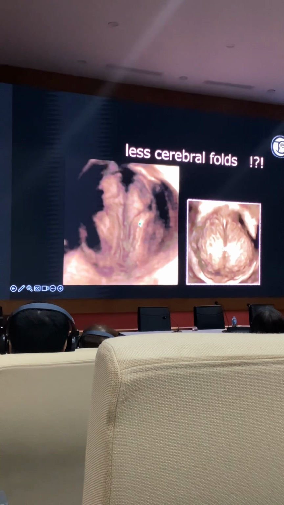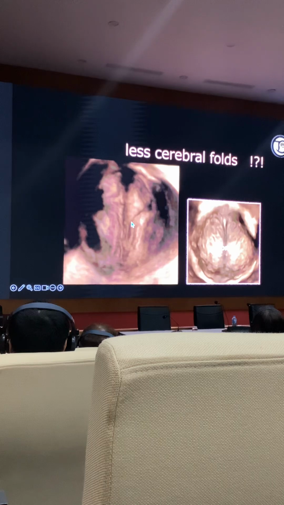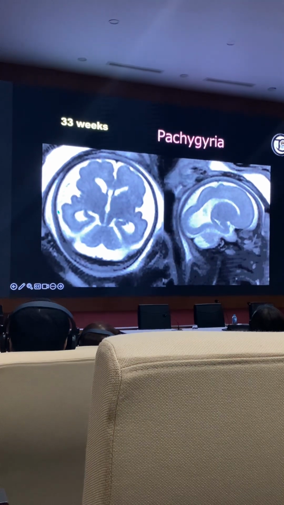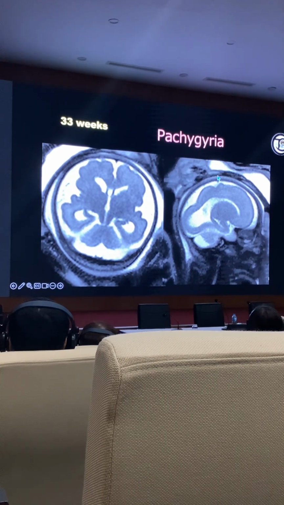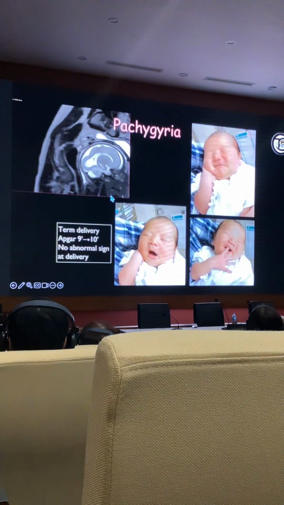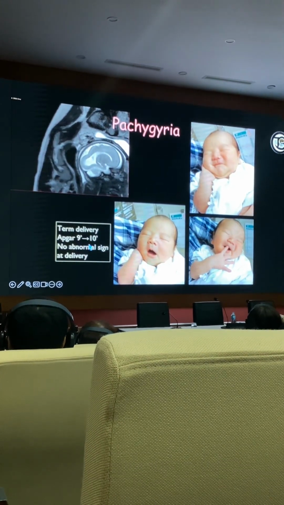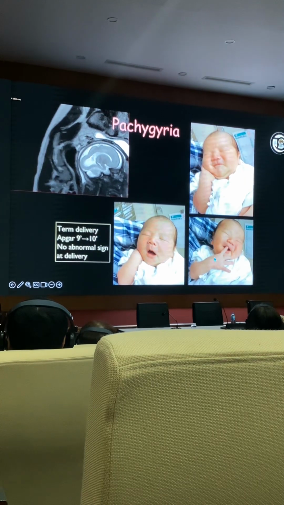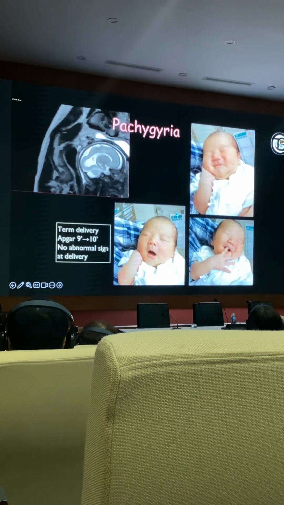In 3D, this is normal, with many gyrations, but here there is less gyration, and we took an MRI. Okay, so less gyration. We can call that pachygyria. The cortical plate is thick, and this is completely abnormal. Oh my gosh. However, at term delivery, Apgar scores were 9 and 10, and the baby was yawning and smiling and sucking milk, with no abnormal signs at delivery.